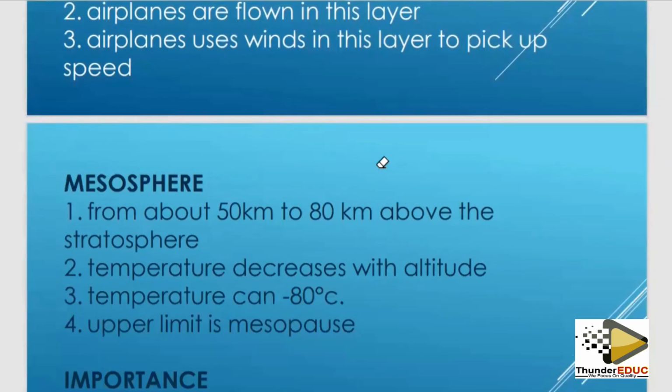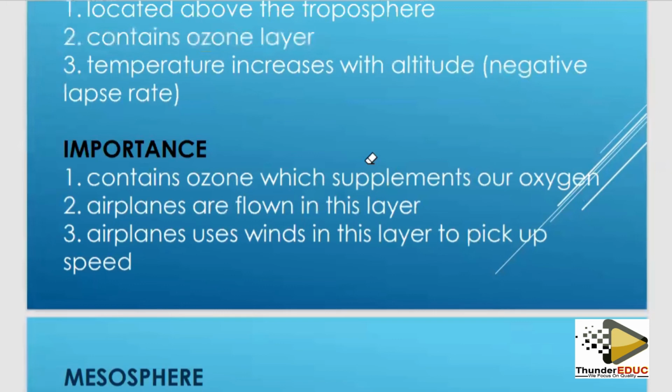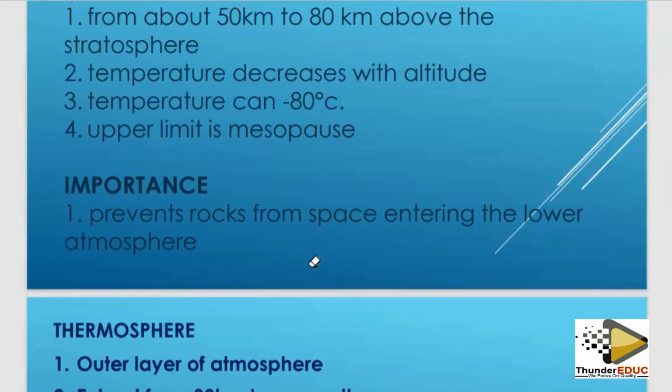Then we go to the third layer, which is the mesosphere. The mesosphere, we are saying, just comes above the stratopause. The mesosphere stretches from around 50 to 80 kilometers above the Earth's surface. And temperature decreases with altitude. In that one, a temperature can be negative 80 degrees Celsius, yes, which is excessively low. And the upper limit is the mesopause. I think that is clear. We said after every layer, the upper limit boundary is named after the name of the previous layer. So the layer concluding the mesosphere is the mesopause.